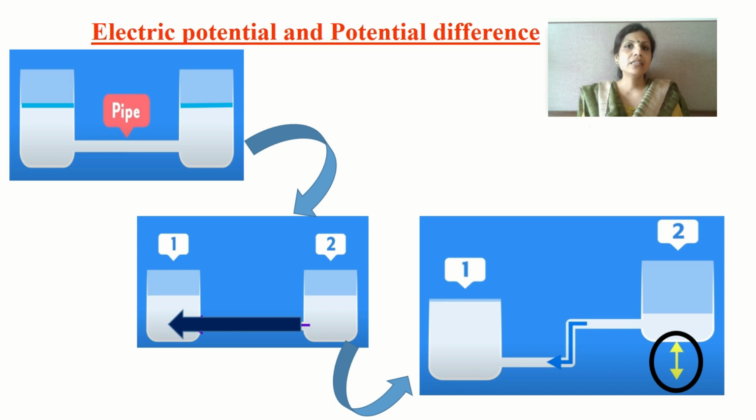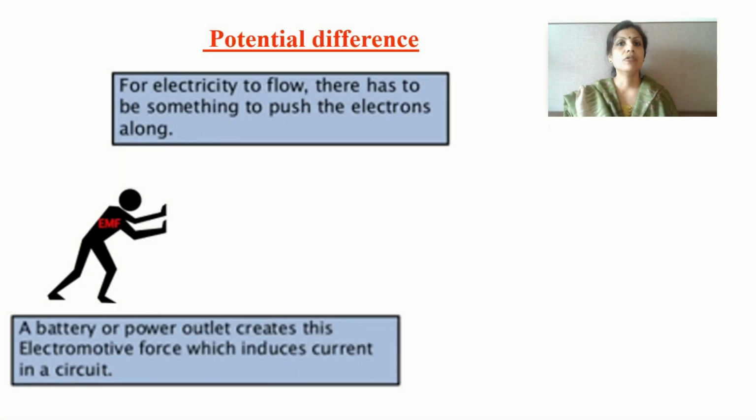So by raising the beaker to a certain height, I am actually creating a pressure difference in the water. Water flows from a higher level to a lower level. And exactly this is what is required in the case of the flow of electric current. In a conductor, for electricity to flow, there has to be something which will push the electrons along.